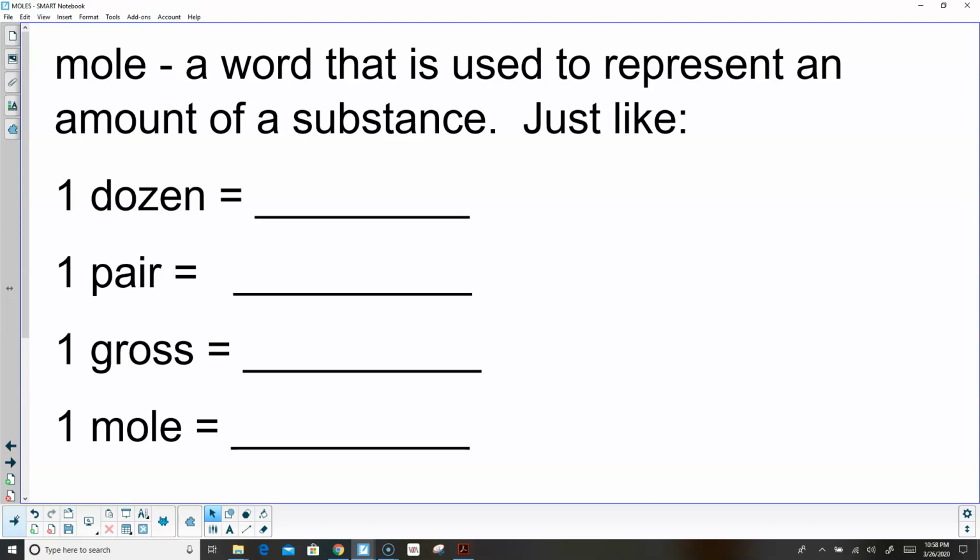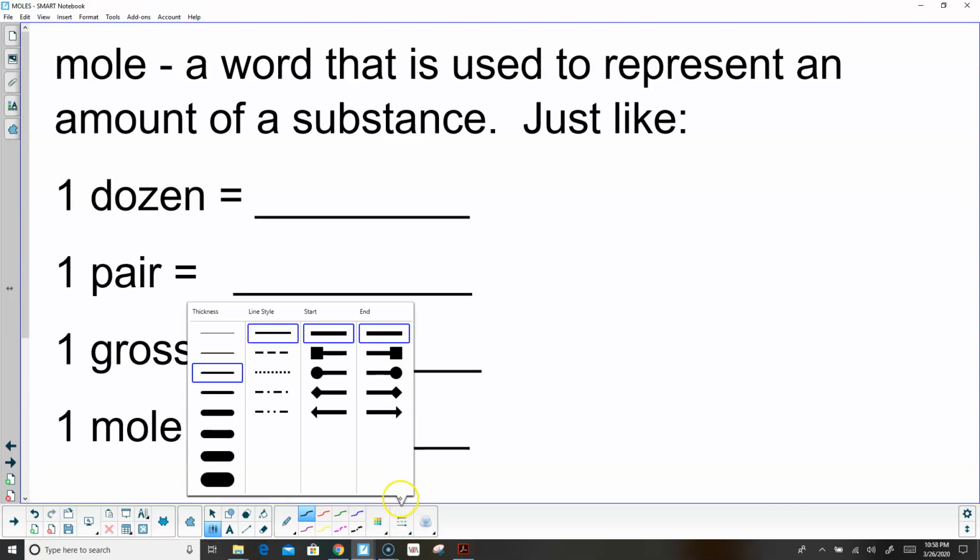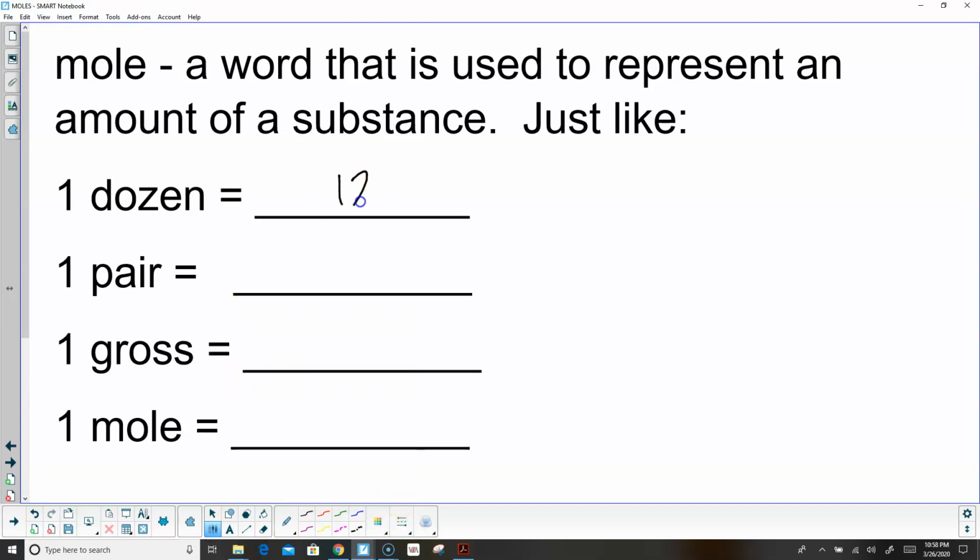Just like if I say a dozen, you know that a dozen is 12. 12 what? Well, I don't care. 12 pencils, 12 eggs, 12 school buses, 12 shoes. It's a dozen. A dozen is 12. Doesn't matter what, it's just a quantity. Same thing, a pair. If I'm playing cards and I've got a pair of jacks, I've got two.